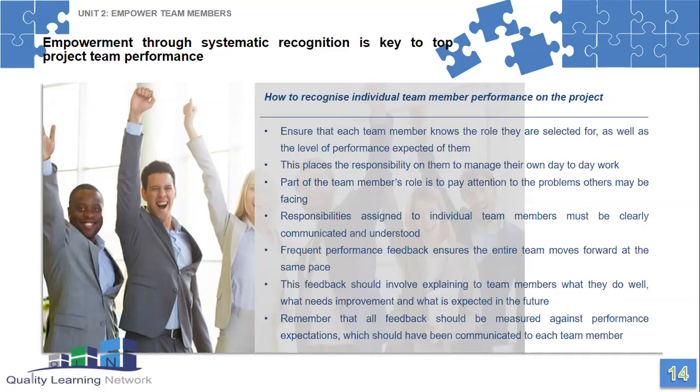Okay, responsibilities are assigned to individual team members. That should be very clear and communicated on an ongoing basis, so that we know that they're understood. Frequent performance feedback, yes, as I mentioned before. So this feedback should involve explaining to them what they are doing well, where the improvement needs to be, and what is expected. Because you must be held accountable as a project manager. If you don't tell someone what you want them to do, and you get angry because they don't do it, that makes no sense.